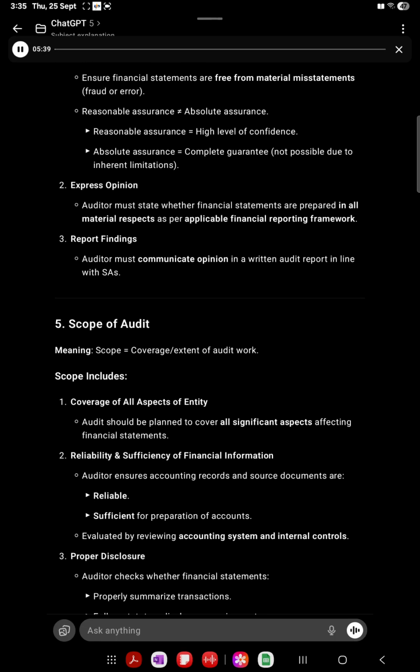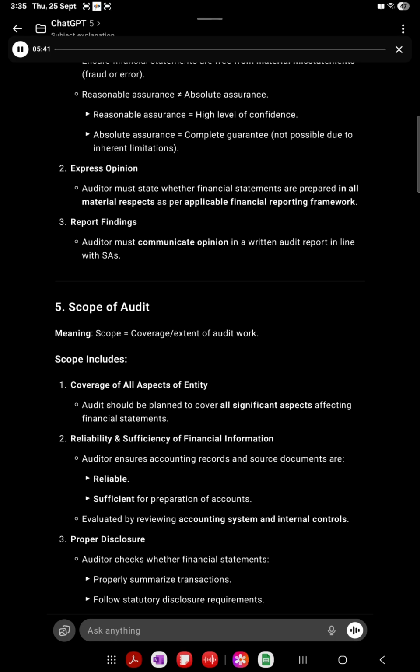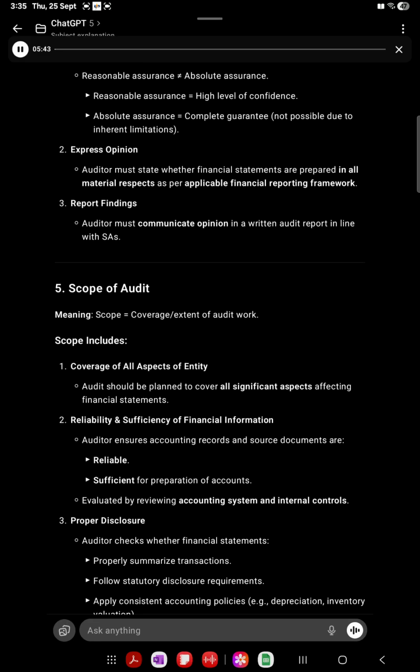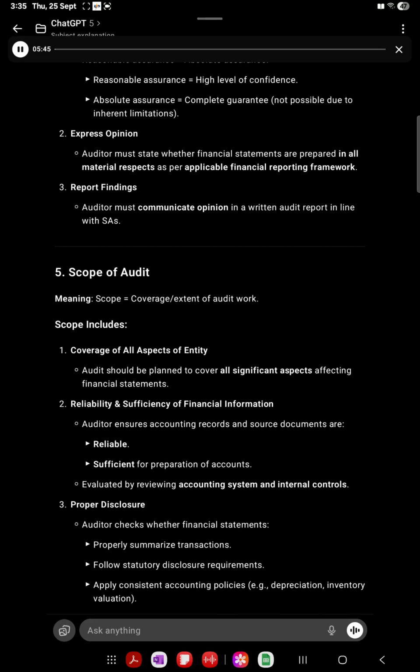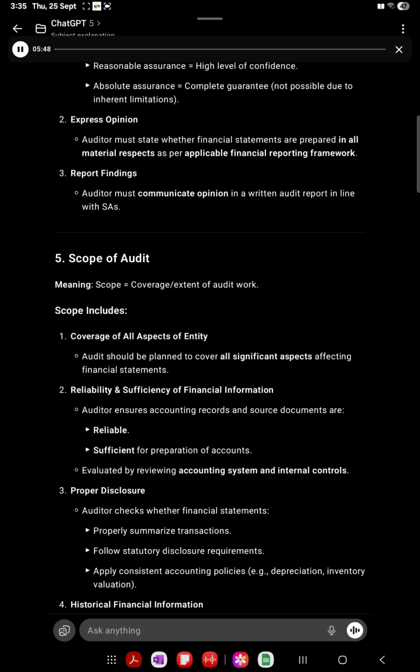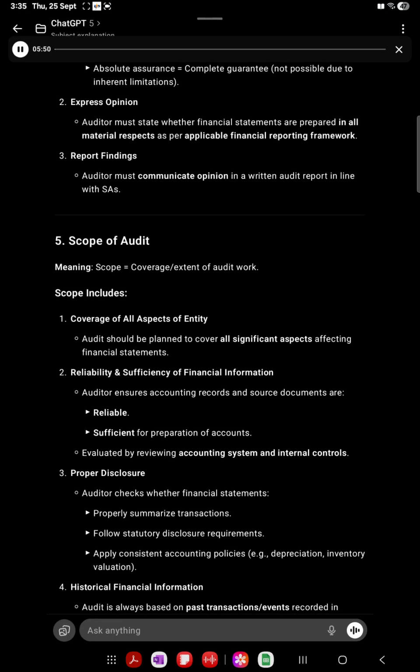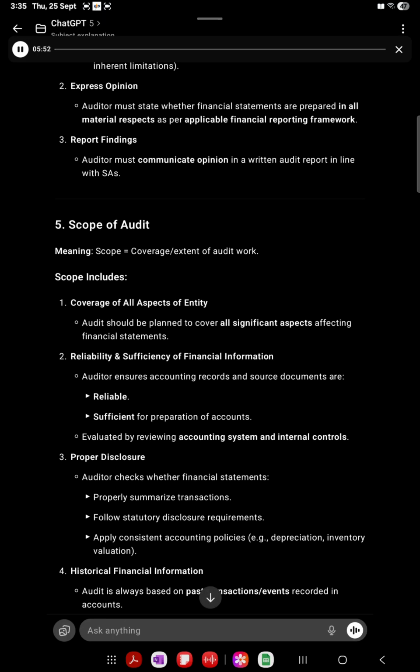2. Express opinion. The auditor must state whether financial statements are prepared in all material respects as per the applicable financial reporting framework. 3. Report findings. The auditor must communicate the opinion in a written audit report in line with SAs.